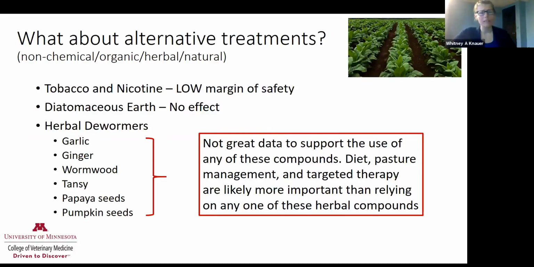So I think when thinking about these alternatives, or trying to think about herbal treatments, really focusing on diet, pasture management, and targeted therapy are probably the most important first step, rather than relying on any herbal treatments.